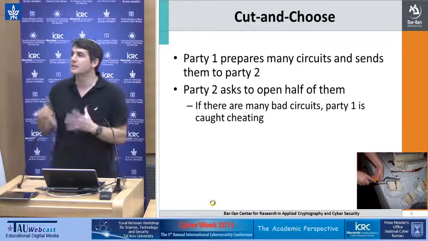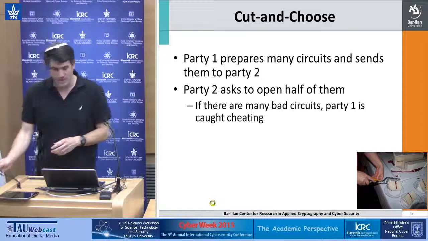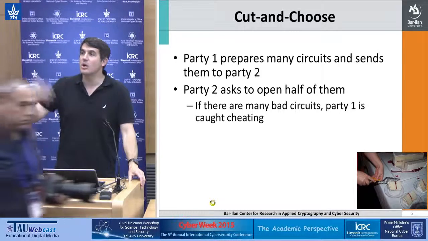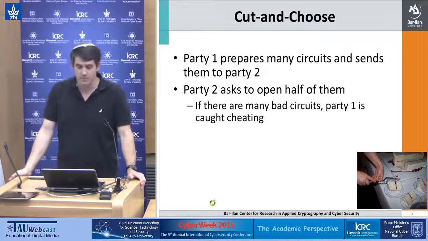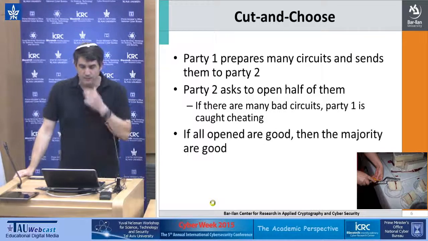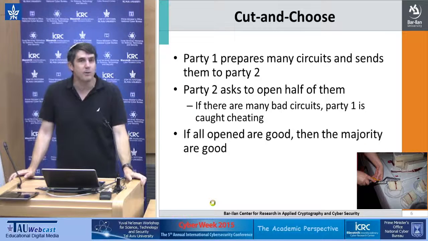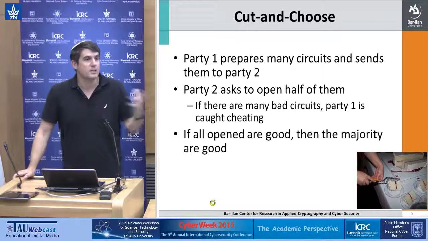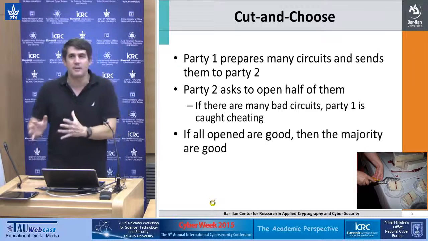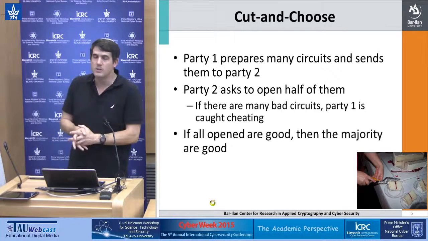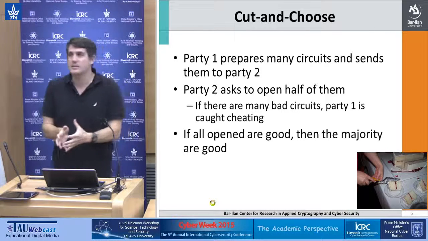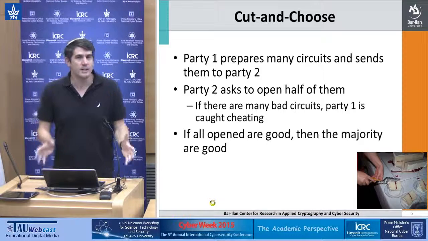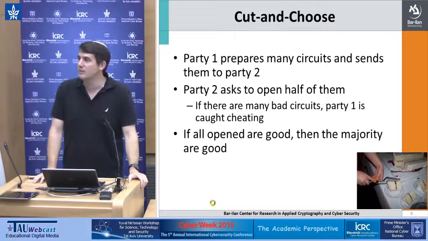This is like a general technique. How can we check that someone is behaving reasonably? We can ask them to open half of the things that they prepared, and we can check if they're all good. And if they're all good, then we have a very good guarantee or understanding that actually the rest of them will be good. We made all of them, but the vast majority of the rest of them will also be good. Because if there were many bad circuits, then by opening a random half of them, we'll detect this cheating with very, very high probability.